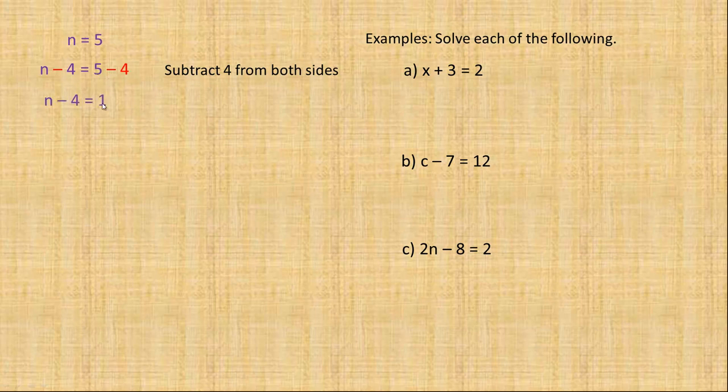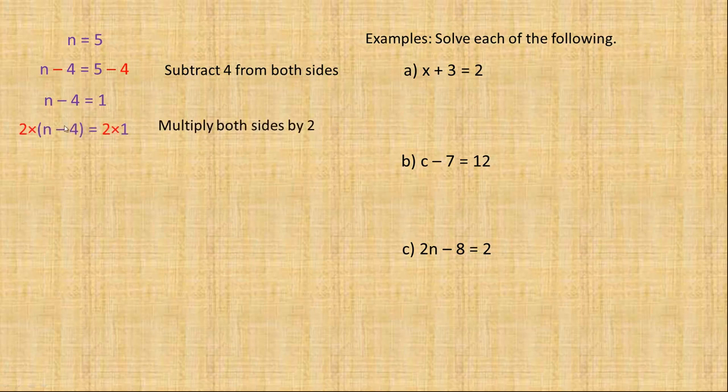So 5 minus 4 is 1 on the right. n minus 4 is still n minus 4. So this equation should still have the same solution. See, if I put 5 in here, 5 minus 4 is 1. So I know that I haven't changed it. It still has the same solution. So I subtracted 4 from both sides. Let's say I was to multiply both sides by 2 now.